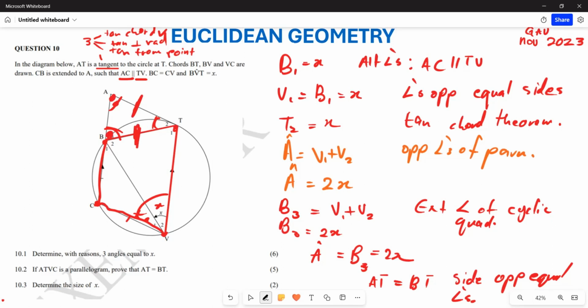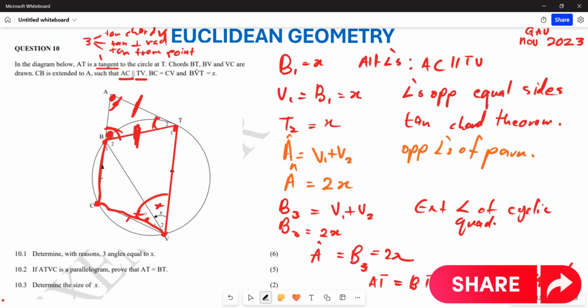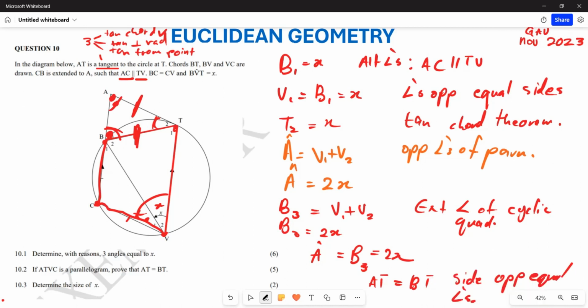Are we fine? Now let's look at our 10.3. In 10.3, they want us to determine the size of x, right? Now, how can we determine the size of x? So I want us to look at this. Let me just erase this here again and write all these things that we had. Here you had x, here you are having 2x, here you are having 2x, and this here is x, and this here is x, right?